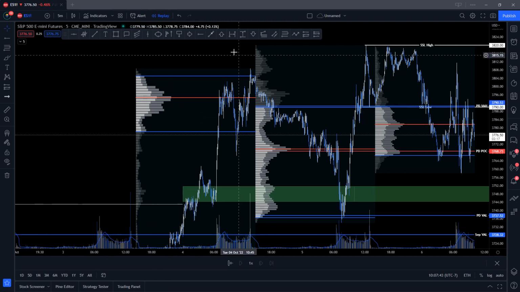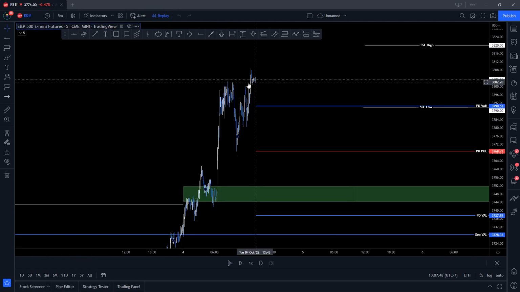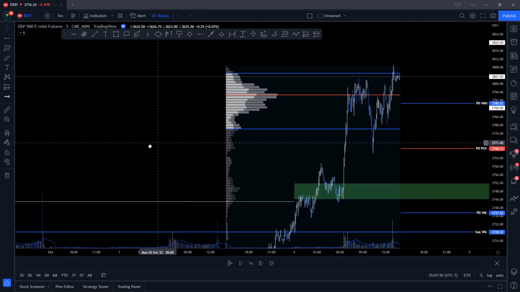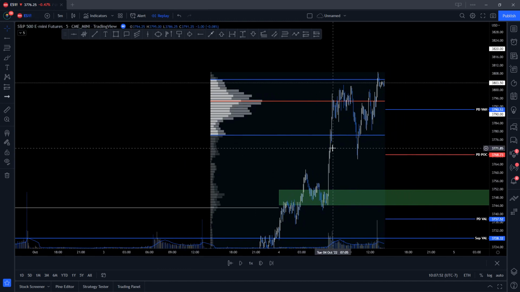For this trade, a few things we're going to need: the volume profile indicator. You can get this on TradingView. You can also get it on TOS.